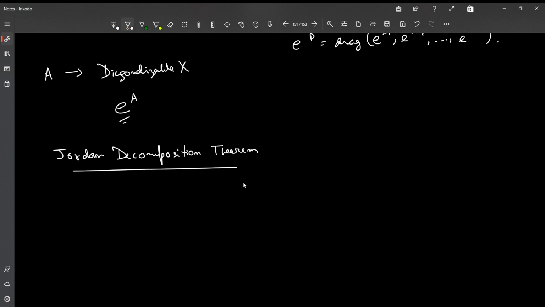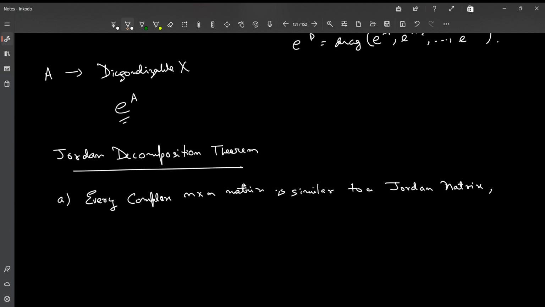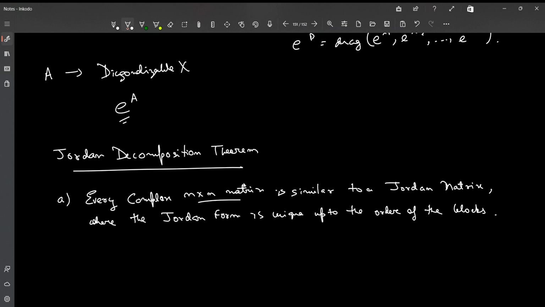What does the Jordan decomposition theorem simply say? It says that every complex n cross n matrix is similar to a Jordan matrix. What is a Jordan matrix? It's simply a matrix in block diagonal form, where each block is a Jordan block. This Jordan matrix is called the Jordan form for the matrix we talk about. The Jordan form is unique up to the order of the blocks. Clear?